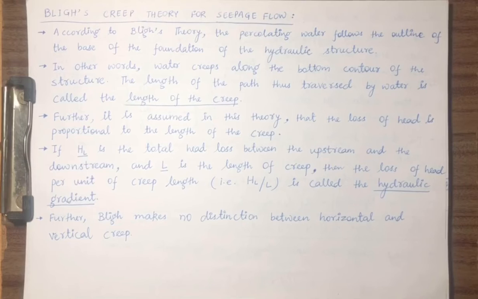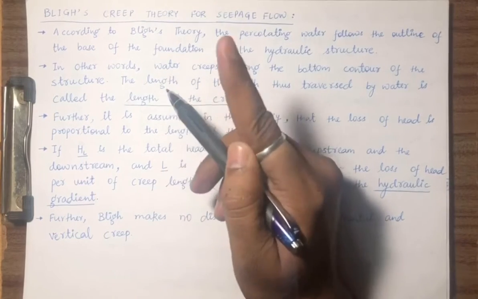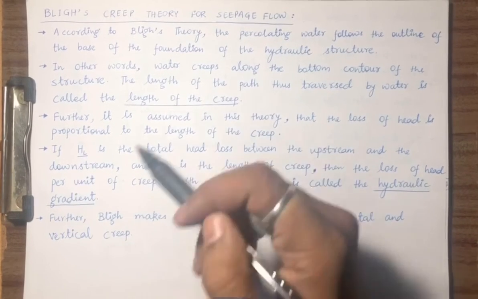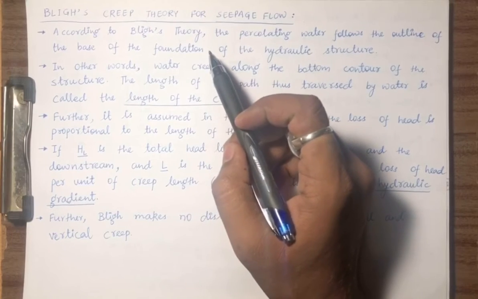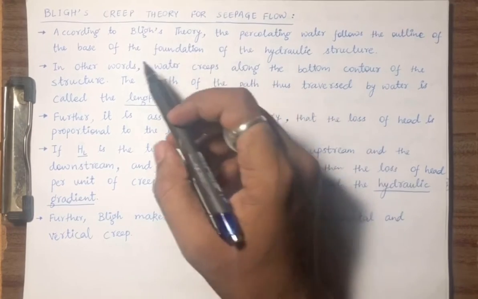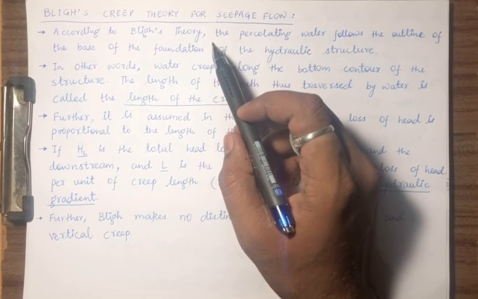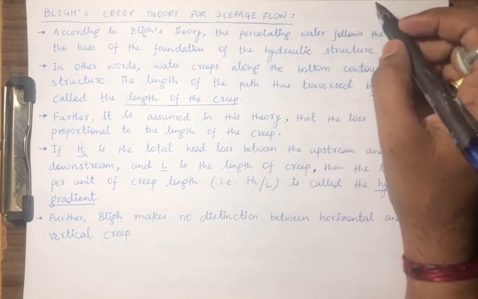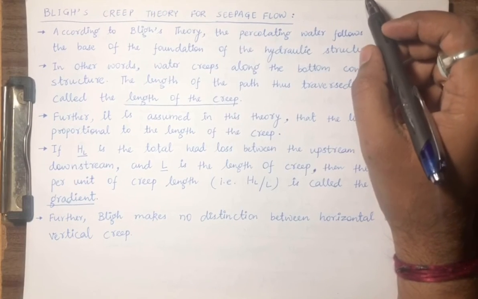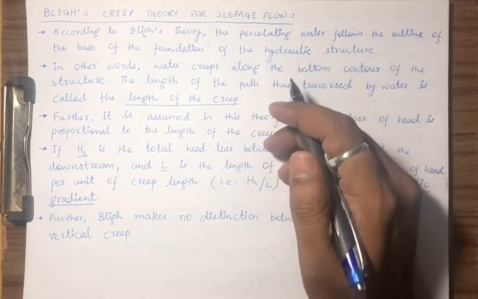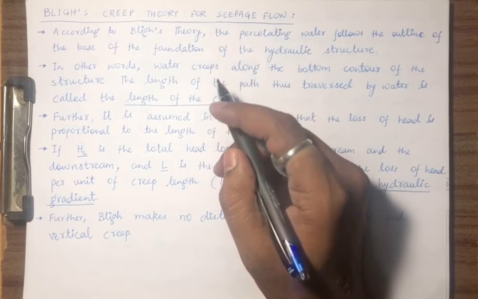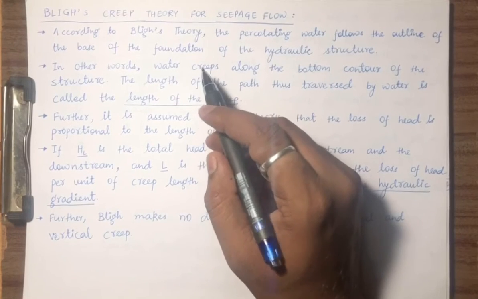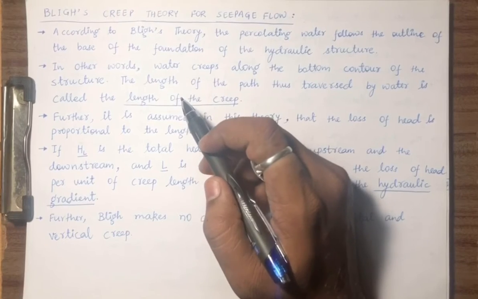So now let us see Bligh's creep theory for seepage flow. Bligh was the first among all to have observed this problem, and he tried to provide the solution as well. Later on Lane and finally Khosla tried to provide a very comprehensive solution for this problem. So before moving to Khosla's theory, let us see what Bligh's theory is.